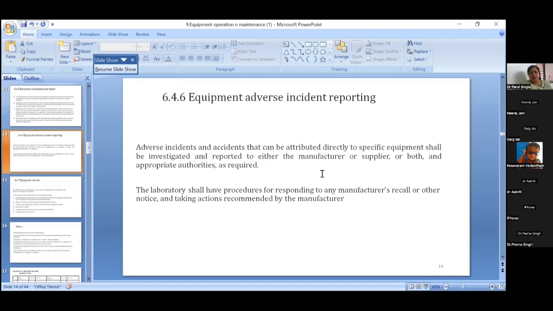Lab shall have a procedure for responding to any manufacturer's recall or other notice. Time to time, if any notice comes from the manufacturer, we should read it, and if there is any recall or something, we should have a procedure and take actions recommended by the manufacturer. Sometimes they say the equipment is this, but the buffer concentration has been changed for this equipment. So for that you have to harmonize the whole equipment again. So you have to follow the manufacturer instructions for any adverse incident or any recalls or any notices which are given by the manufacturers.